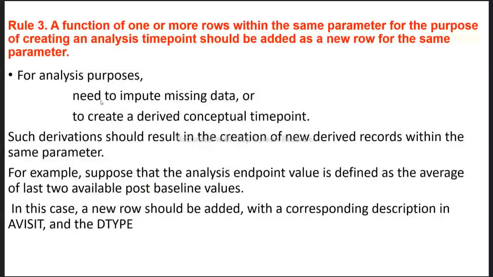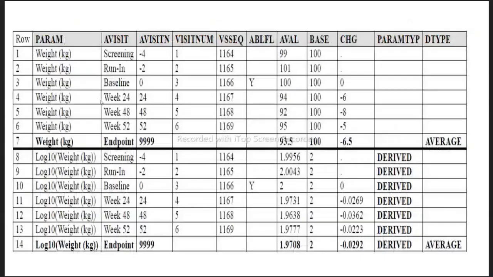Now, third rule. A function of one or more rows within the same parameter for the purpose of creating an analysis time point should be added as a new row for the same parameter. Of course, the definition looks very complex. If you see an example, you can easily understand. I will show you an example so that you can easily understand.